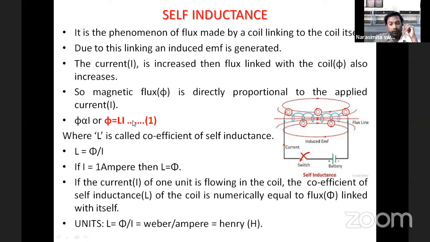If you want the expression for the self-inductance, take out L here: L is equal to phi by I. What is the relation between them? If the current flowing through the circuit increases, then the magnetic flux generated in the coil also increases. So both are directly proportional.